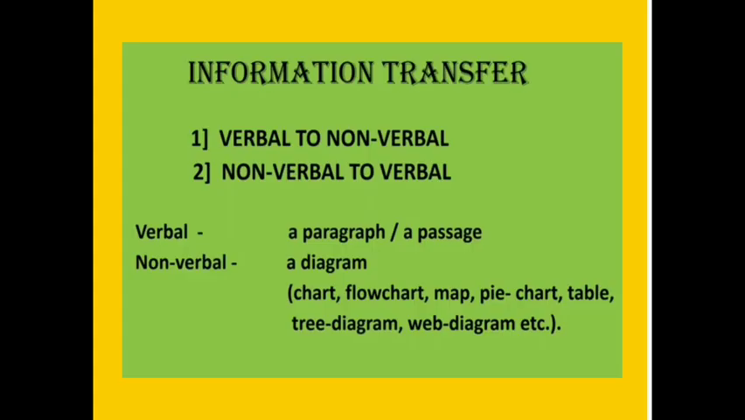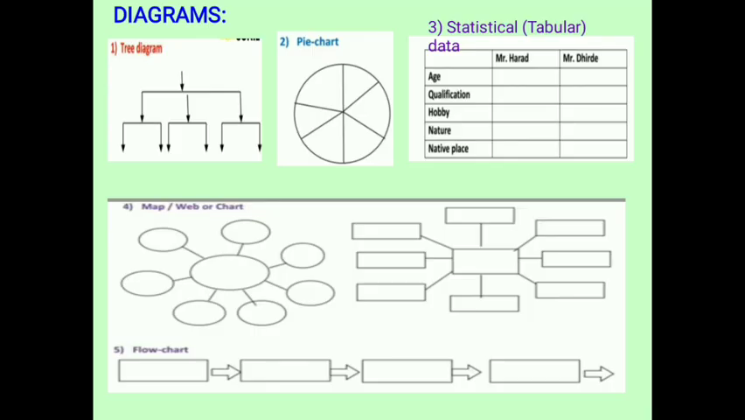What do we mean by verbal? A paragraph or a passage, whereas non-verbal means a diagram that can be a chart, flow chart, map, pie chart, table, tree diagram, web diagram, etc. So here on the slide you can see the different types of diagrams given to you.